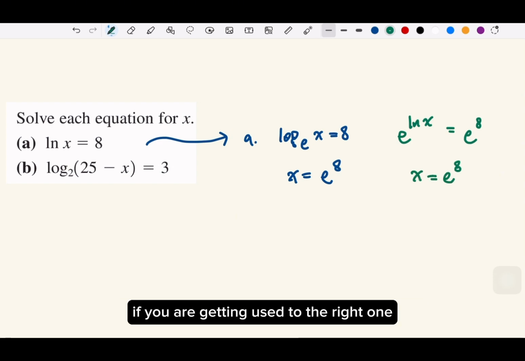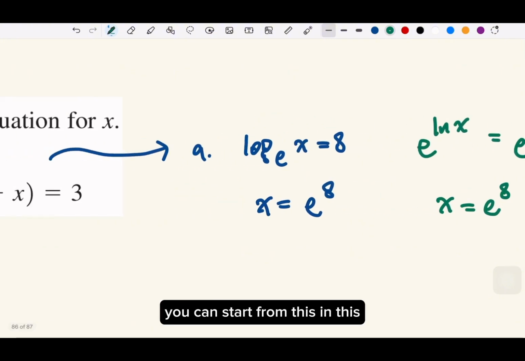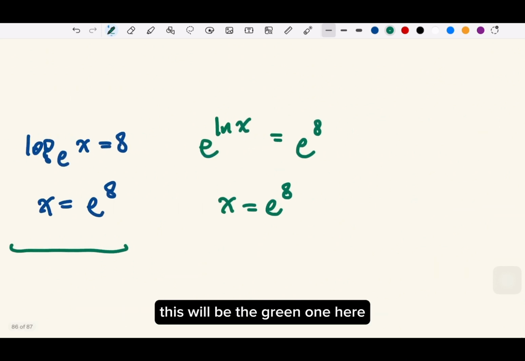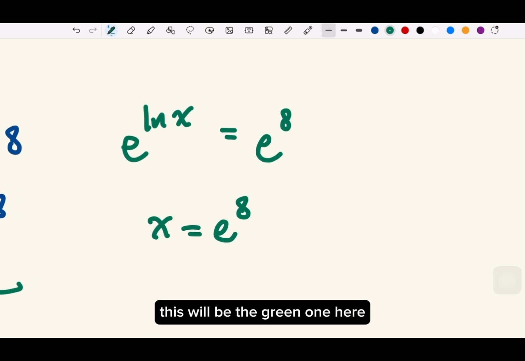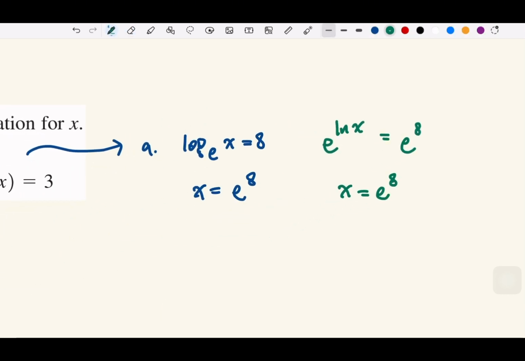If you are getting used to the right one, I believe it is really helpful. This property is really helpful. Okay, but if you are not really familiar with this one, you can start from this. Again, this is easier to understand because we discussed this previously, right? If you are familiar with this, this will be the green one here. It will be really helpful.